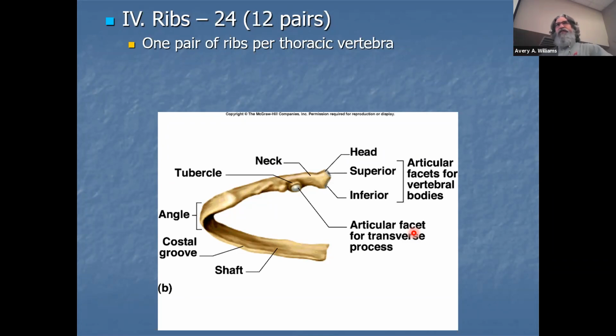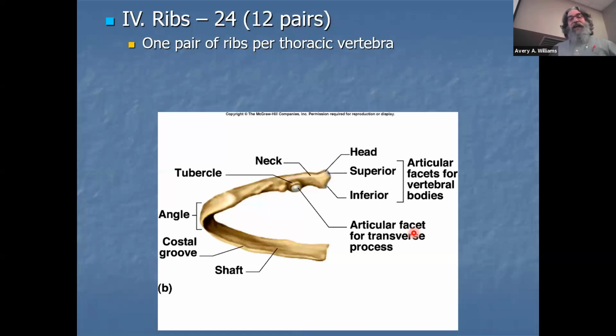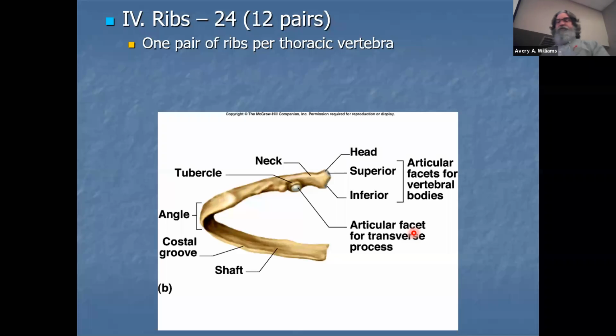So how does that happen? Well, it didn't develop ribs for one reason or another. But anyway, most human skeletons have 7 cervical, 12 thoracic, 5 lumbar, and then the sacral and coccygeal, whatever. So back to the ribs.